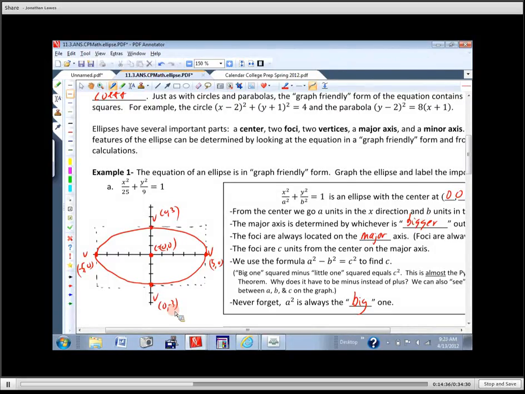Now, you may occasionally find a book or a teacher says the vertices are only on the long one. I don't care. Call them all vertices. They're all important points for you to graph. Everybody good there? Okay, are we done with this?